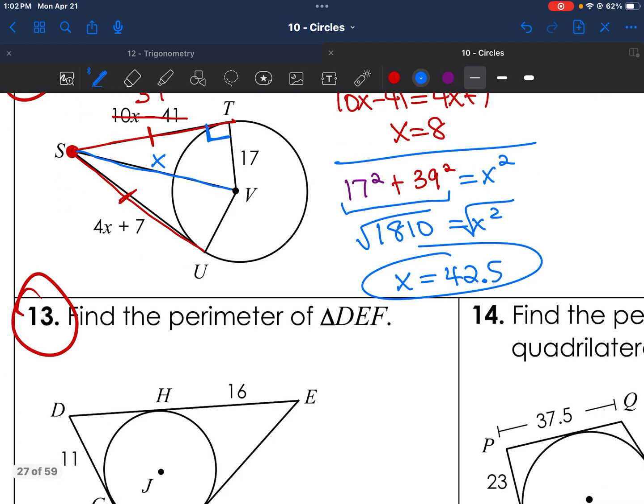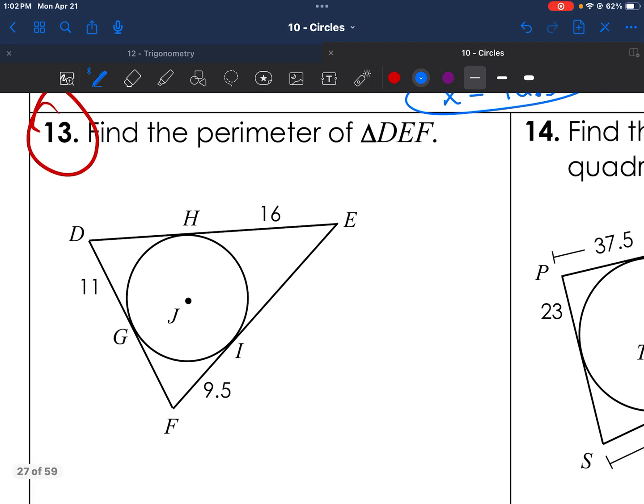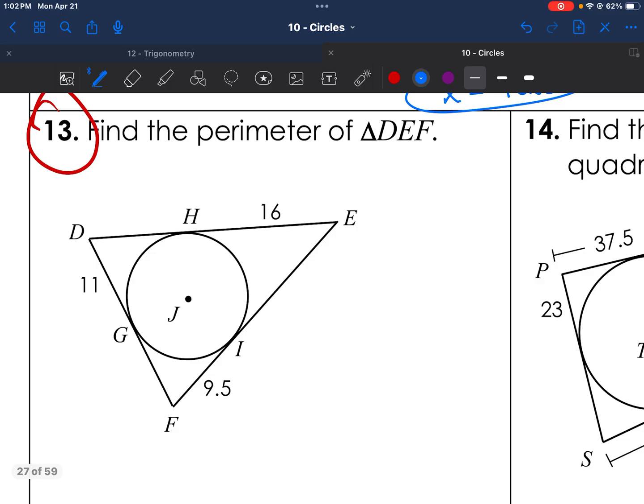All right, let's do this last one real quick. Number 13, find the perimeter of triangle DEF. So we have a polygon, a triangle has been circumscribed around the circle. And so again, we have segment DE hitting the circle at point H. Segment DF, hitting the circle at point G. Segment FE, hitting the circle at point I.